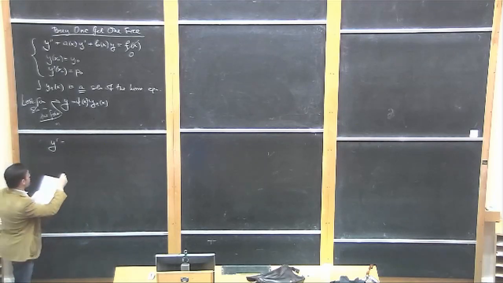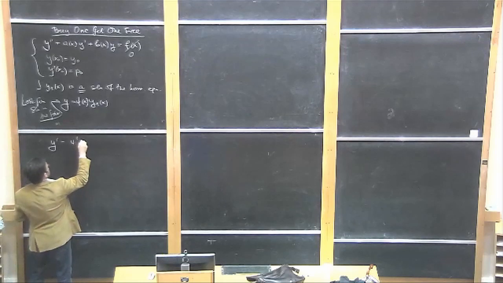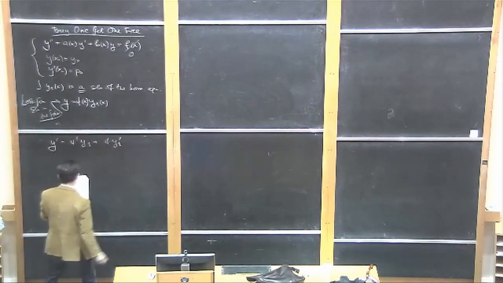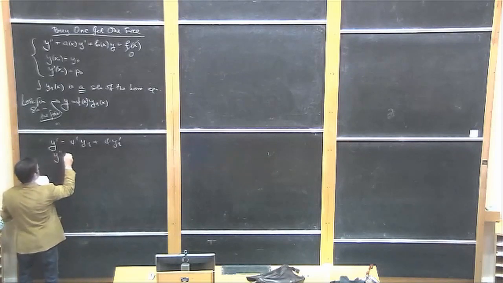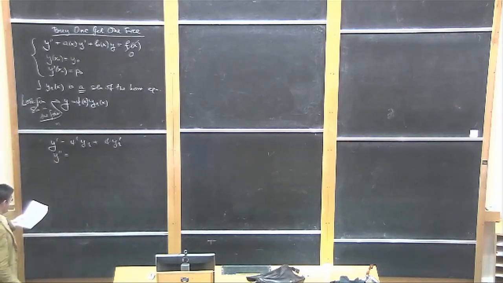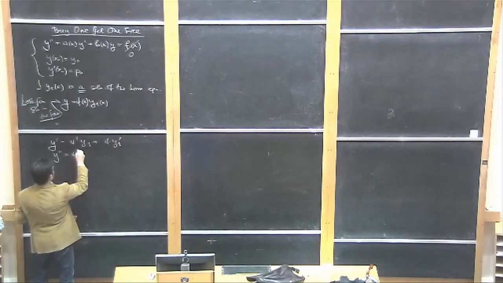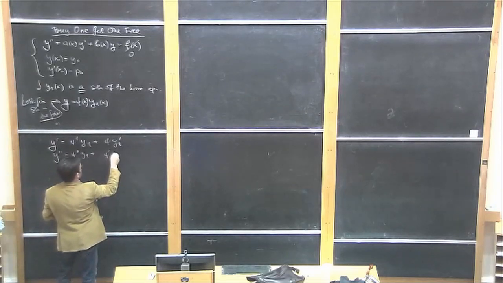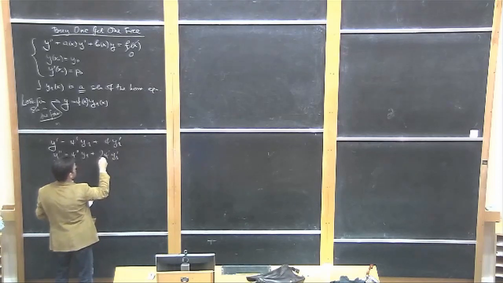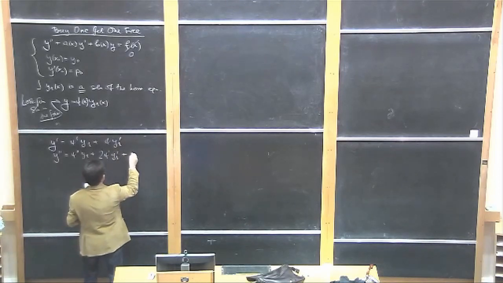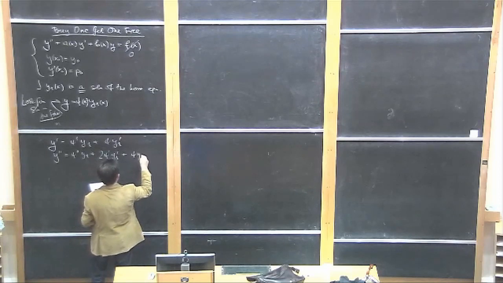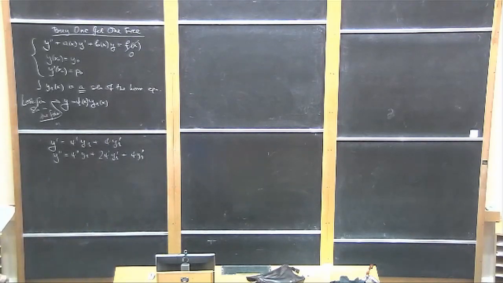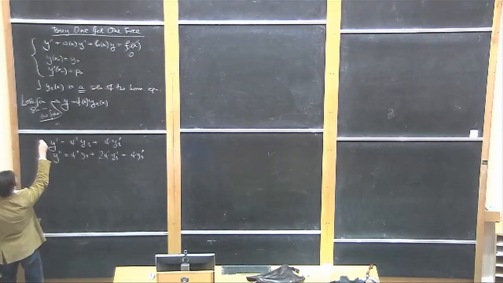So what's y prime? Y prime is psi prime y1 plus psi y1 prime. Y double prime is the prime of that, which is psi double prime y1 plus psi prime y1 prime plus another one like that plus psi y1 double prime. So now let's substitute these two into the equation.